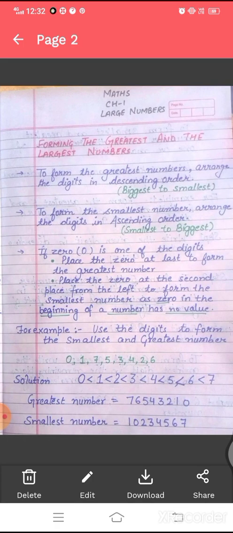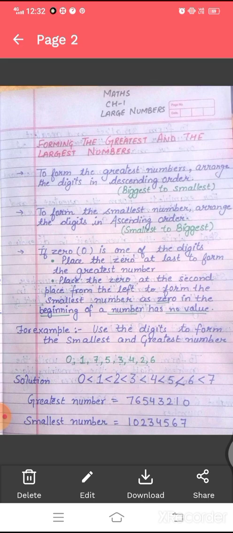Students, today I will make you understand the concept of how to form the greatest and the smallest number with the help of given digits. To form the greatest number, you have to arrange the digits in descending order. Descending order, as you know, is from the biggest to the smallest number. And if you want to form the smallest number, arrange the given digits in ascending order, means from smallest to biggest.